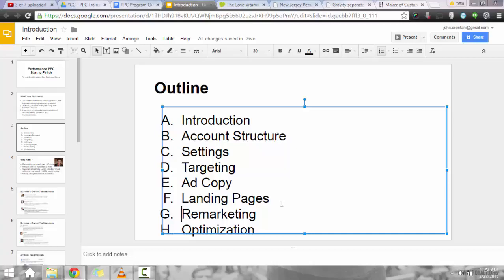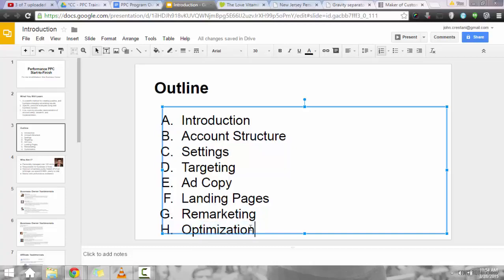Remarketing is really talked about inside these other sections because it's just a different type of targeting. But it's very important, and Google does it very well. So we'll discuss how you can leverage that for your business and what types of businesses are going to benefit the most from it.